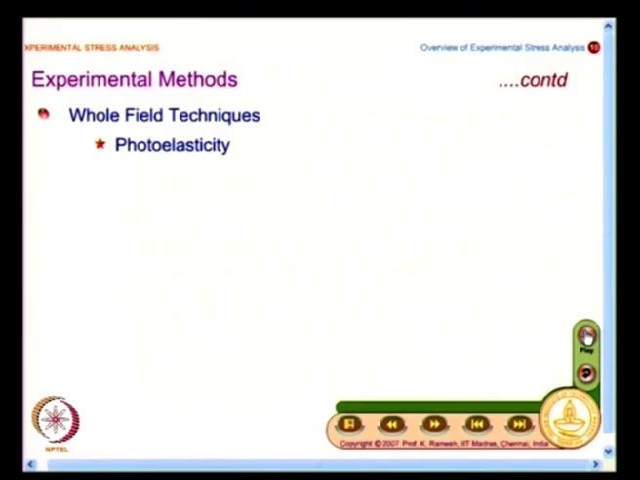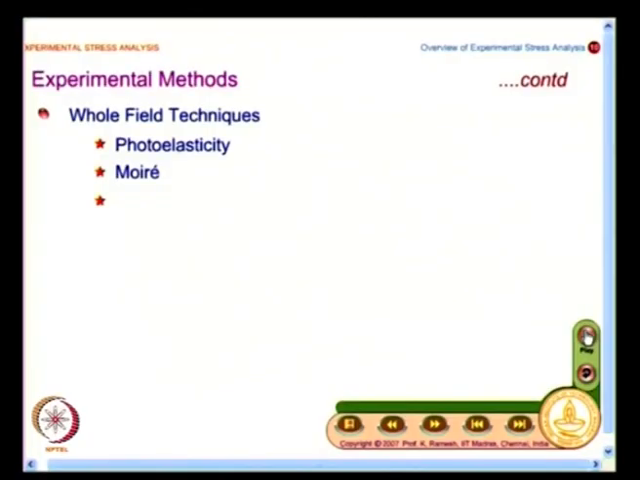and we would see later what information these experimental techniques can give directly. Essentially, photoelasticity gives sigma 1 minus sigma 2 contours, and you have Moire that essentially gives displacements, and you have brittle coatings that give you the direction of principal stress.